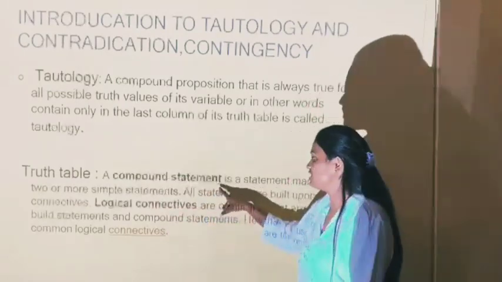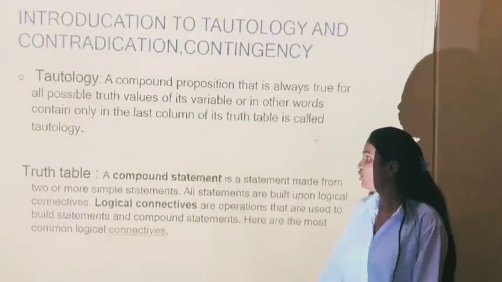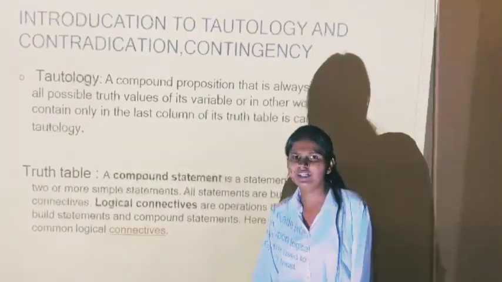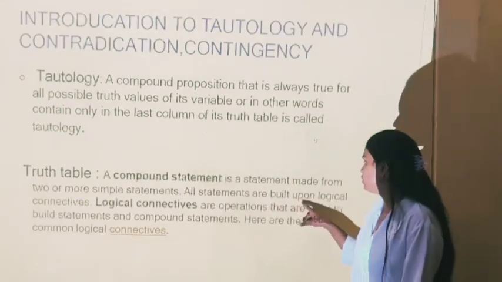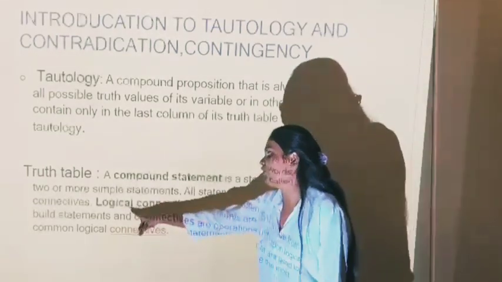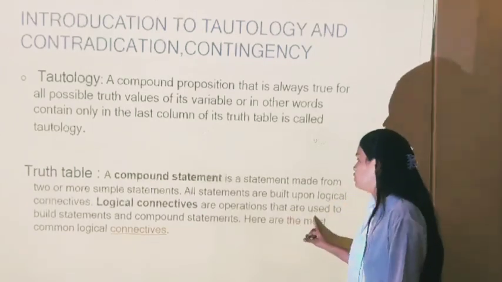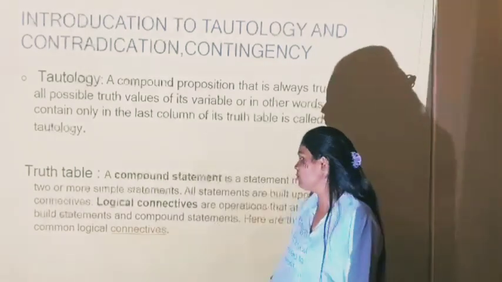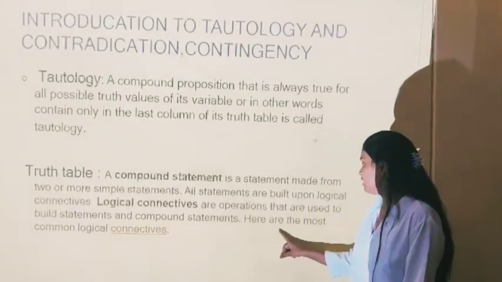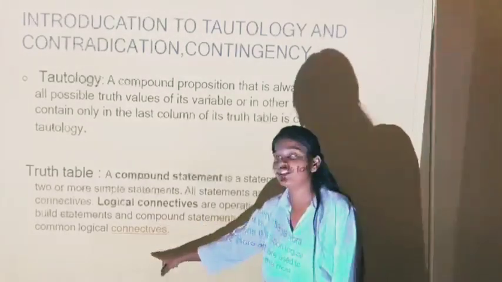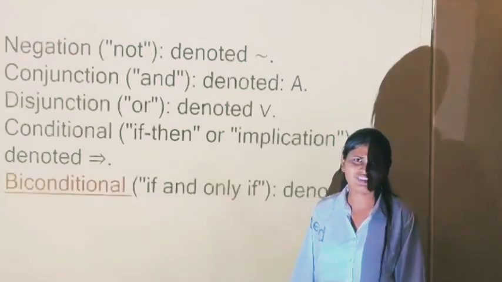Truth table: a compound statement is a statement made from two or more simple statements. Simple statements are combined using logical connectives. Logical connectives are operations that are used to combine simple statements into compound statements. Here are the most common logical connectives.